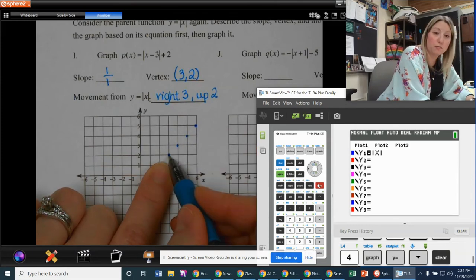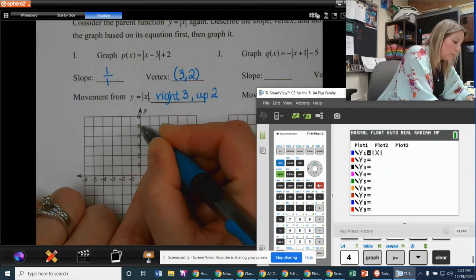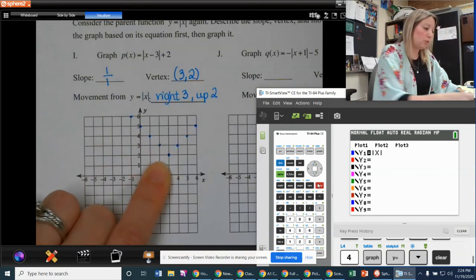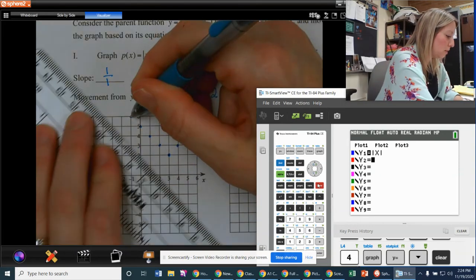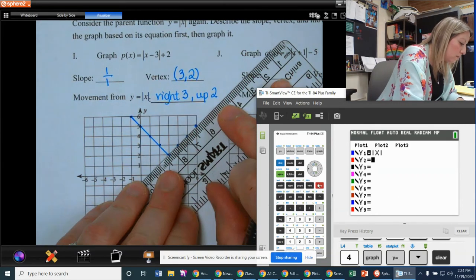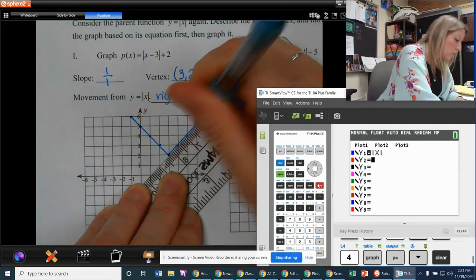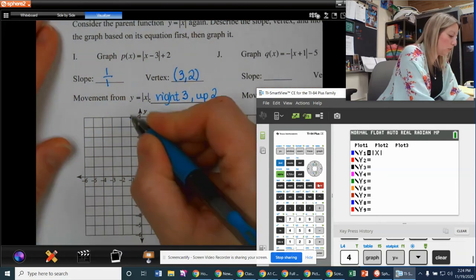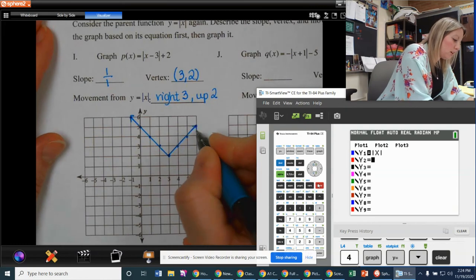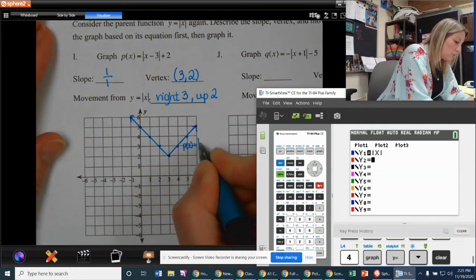Now we know that this is the vertex, so that means this side just matches up. And since it's absolute value, those are two linears that meet at that vertex. I use my straight edge to connect. Just like this. Arrows at the end because I did not have a domain limit, and label P of X equals the absolute value of X minus 3 plus 2. There you go.